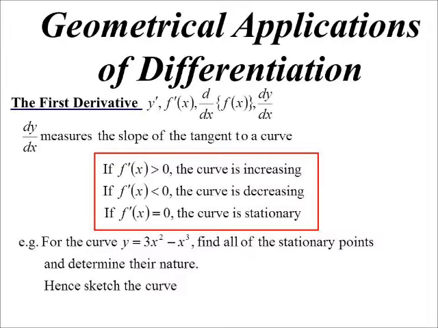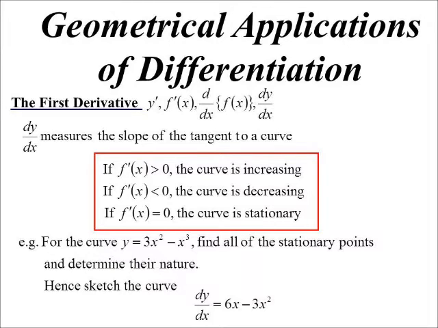Let's have a look at this one. It's a cubic, 3x squared minus x cubed. We're going to find those stationary points and determine their nature, which basically means is it a maximum? Is it turning at the top, or is it a minimum? Is it turning at the bottom? So let's have a look. Our derivative is 6x minus 3x squared.